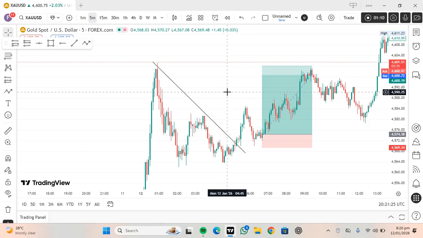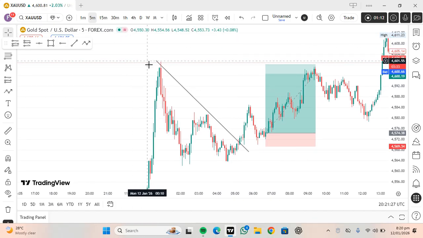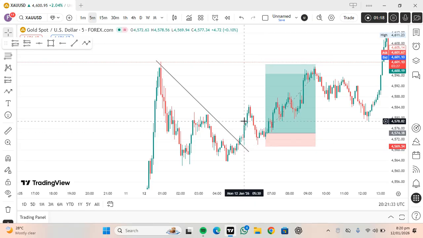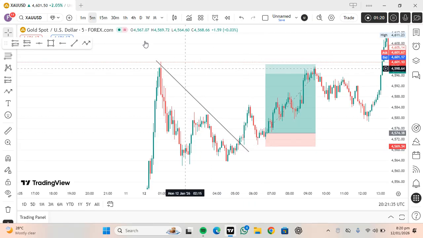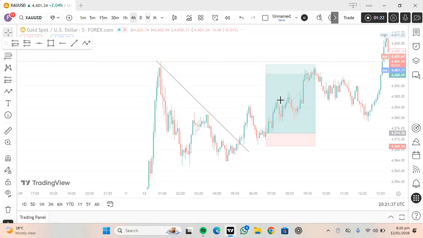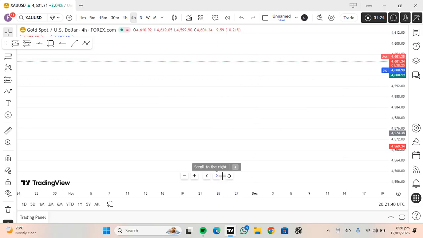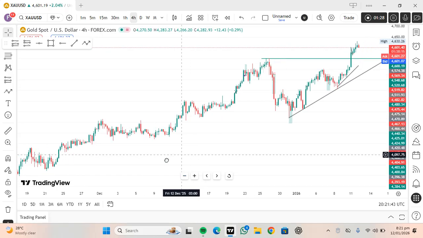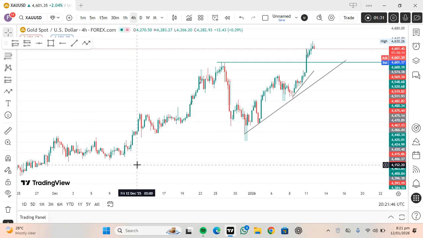So this was a trade I took in the morning around 6:40, just when London session was about to open. So I went to the higher time frame, which is what I mostly do when I'm about to trade. I love to go to the higher time frame to see the bias, the major trend of the market. I love to know where the market is heading to.